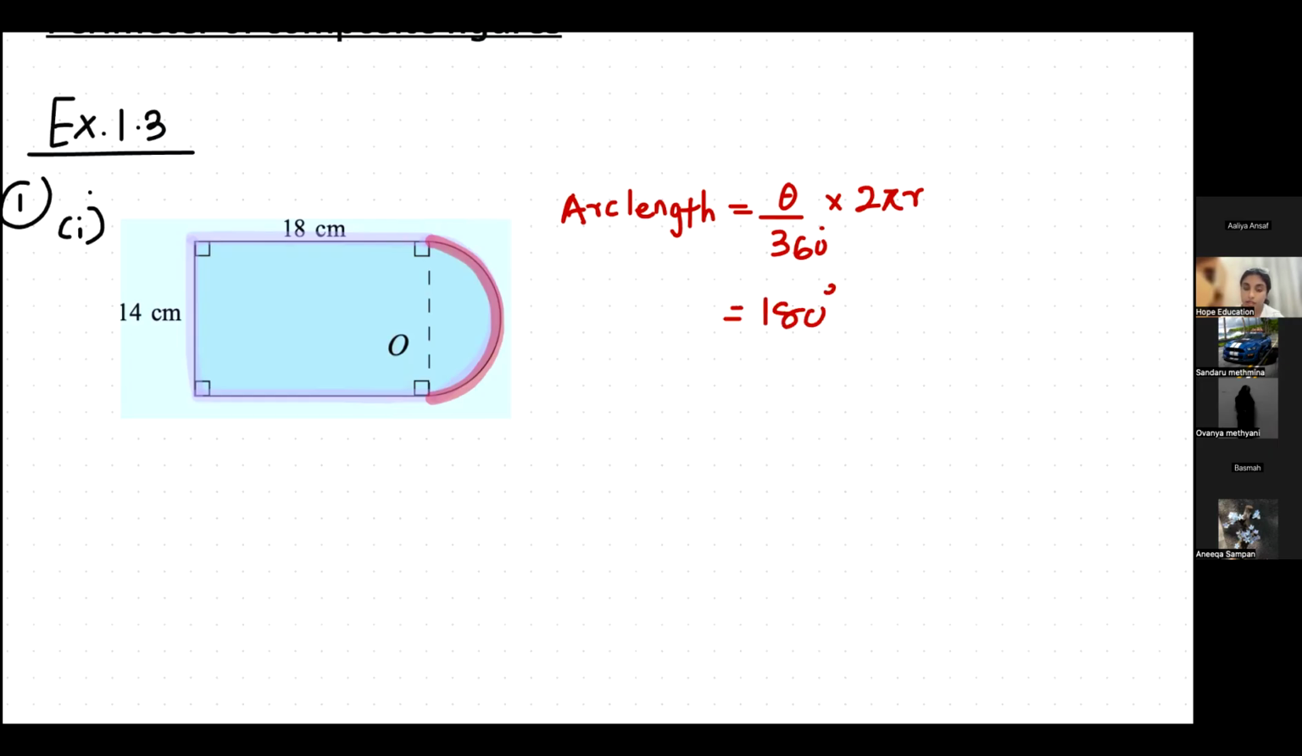Divided by 360. Multiplied by 2. Pi can be 22 over 7. What is the radius? If you take this semicircle, what is the radius? 7. Okay, Alia says 7. What do others think? Maria also says 7. Okay. Others? Sayul also says 7. 7 centimeters. Basma also says 7. Senudi says 14. Others, what do you think?